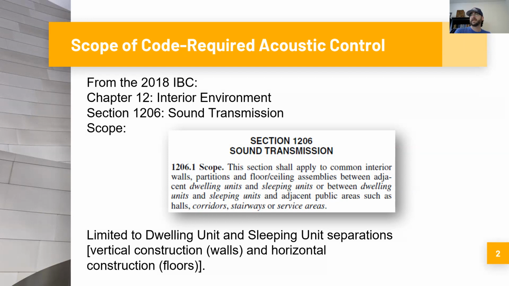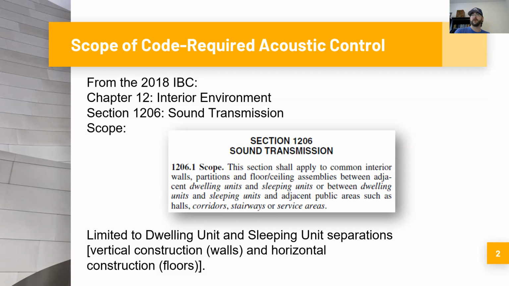Section 1206.1 says, this section shall apply to common interior walls, partitions, and floor ceiling assemblies between adjacent dwelling units and sleeping units, or between dwelling units and sleeping units and adjacent public areas, such as halls, corridors, stairways, or service areas. So the first important thing you'll notice here is that we're really limited to residential capacity here, dwelling units and sleeping units. You have to provide sound control or acoustic control between adjoining units.